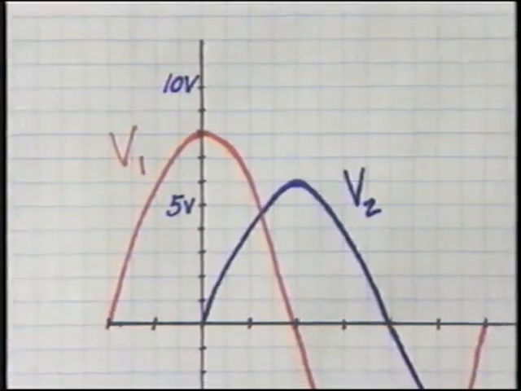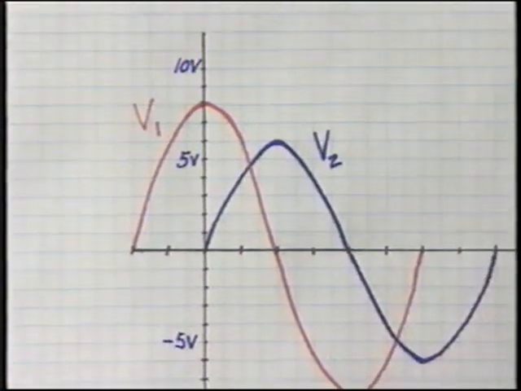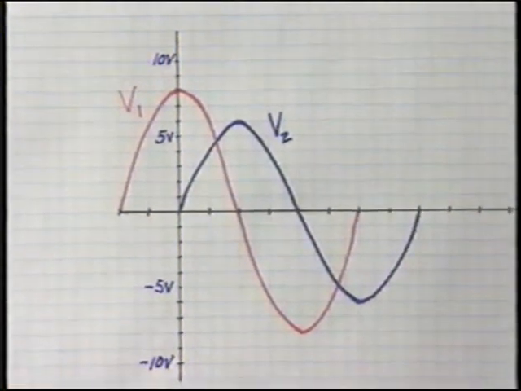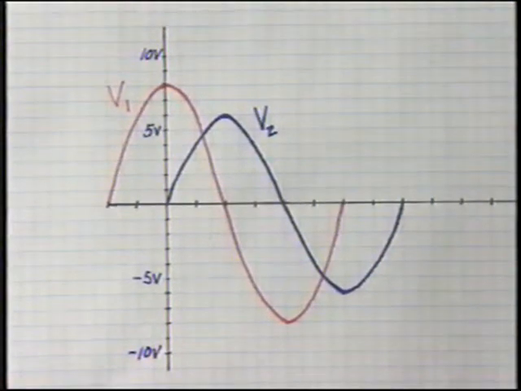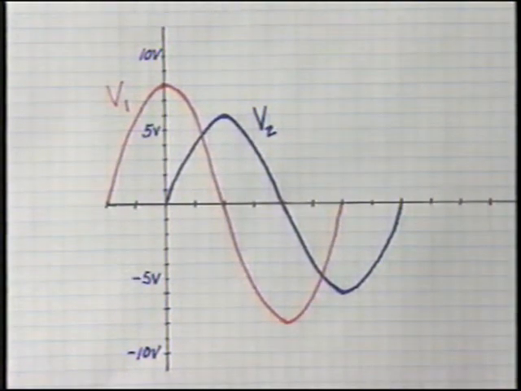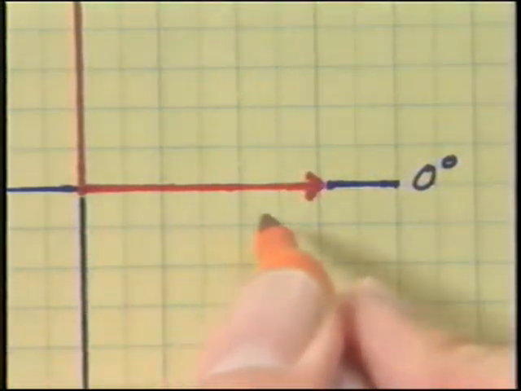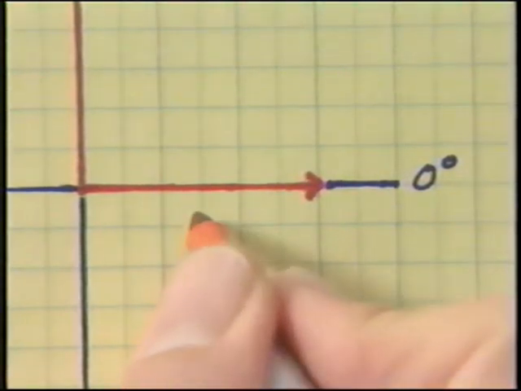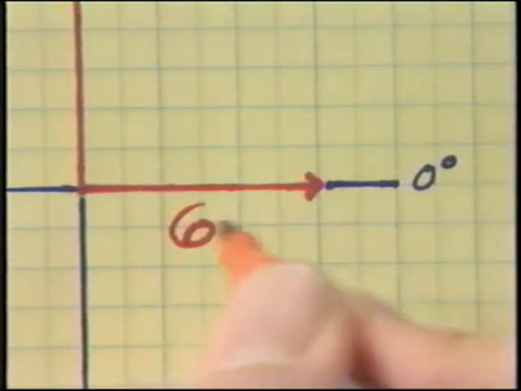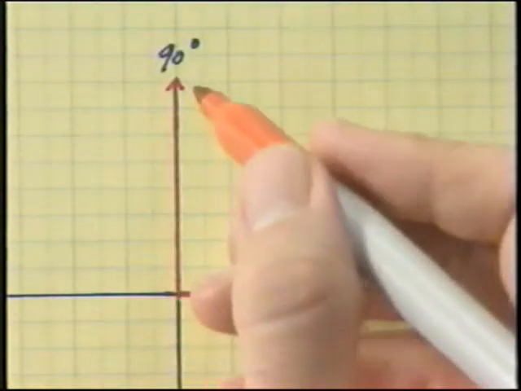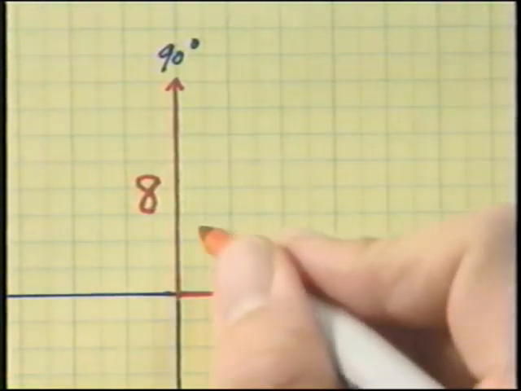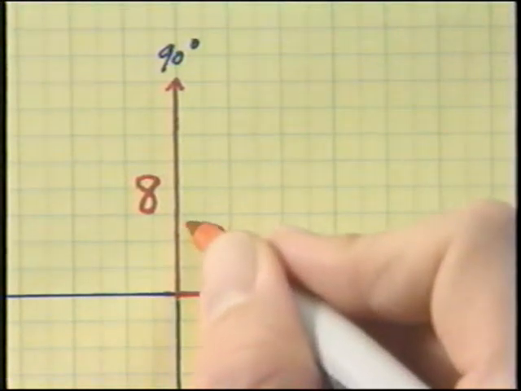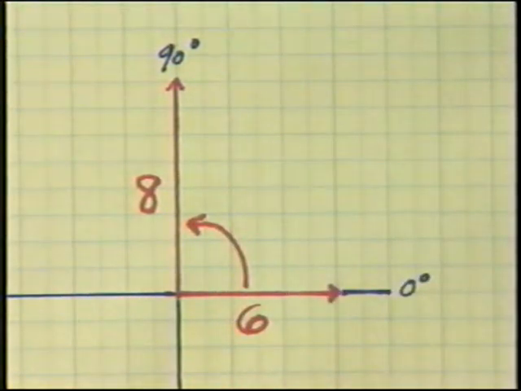Let's try another example. Here are two sine waves that are 90 degrees out of phase. Notice that the leading wave, V1, peaks at 8 volts, while the other, V2, peaks at 6 volts. Let's construct the phasor diagram. V2 becomes the reference phasor because it starts at 0 degrees. An arrow 6 units long is drawn along the horizontal axis. V1, which is 8 volts, is drawn 8 units long at a 90-degree angle along the vertical axis upwards from the origin. The phasor diagram is now complete.